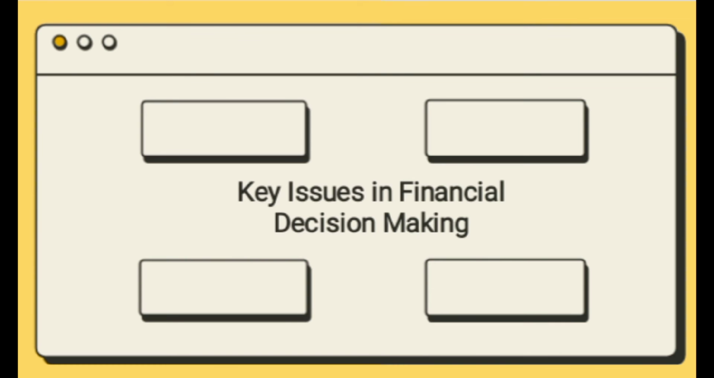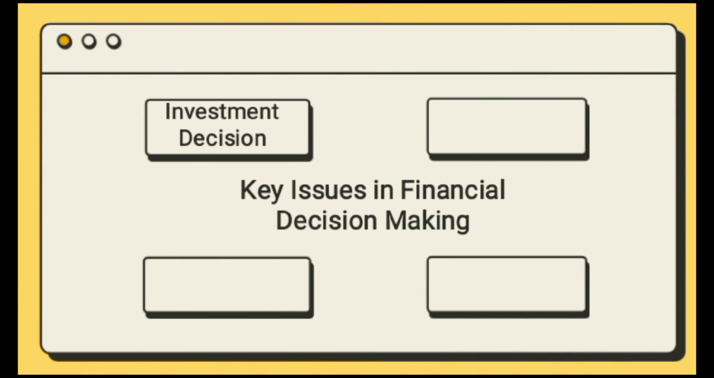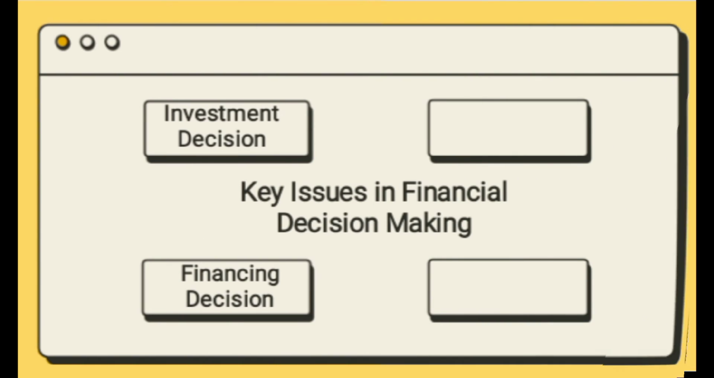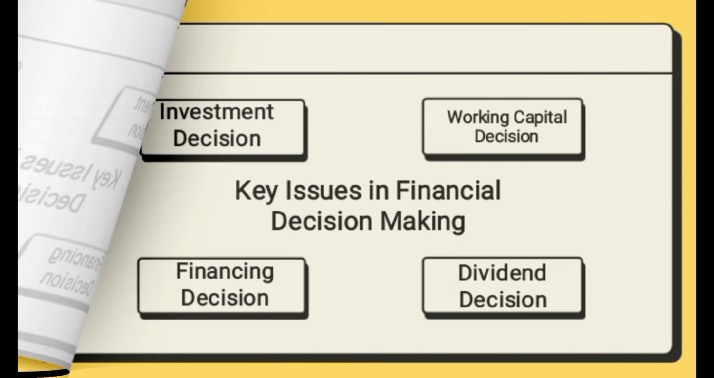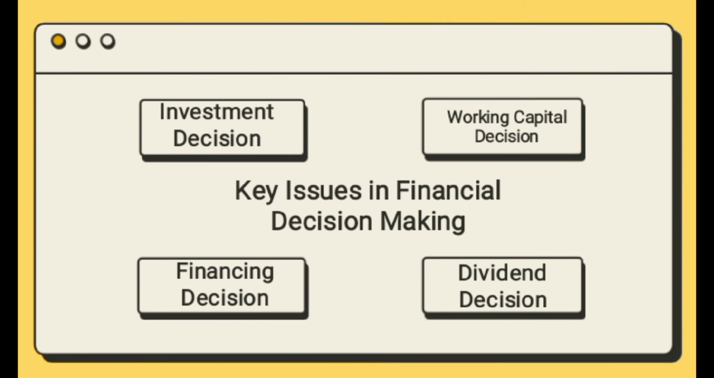Key issues in financial decision making. Decision making helps to utilize the available resources for achieving the objectives of the organization unless minimum financial performance levels are achieved. The key issues include investment decisions, financing decisions, dividend decisions, and working capital decisions.